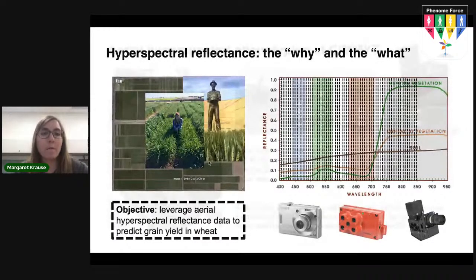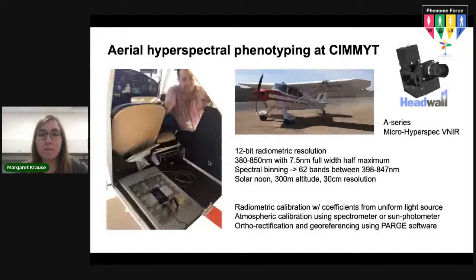So what does hyperspectral reflectance phenotyping look like at CIMMYT? They have been doing this since 2014 or 2013. And it's actually on a manned aircraft, so it's not on a drone. These cameras are really, really expensive, so it's quite a bit safer to use it in this setting on a manned aircraft.